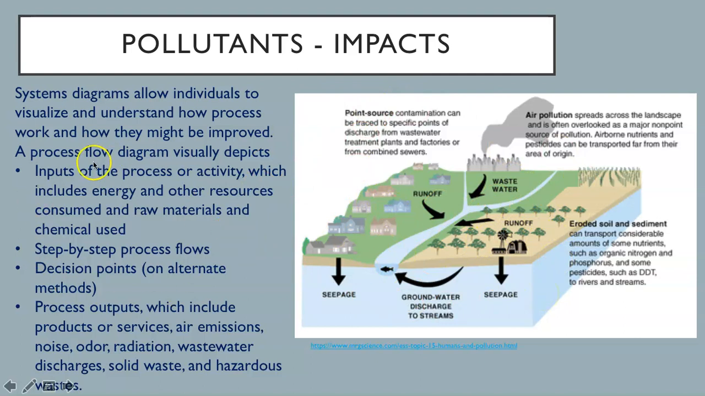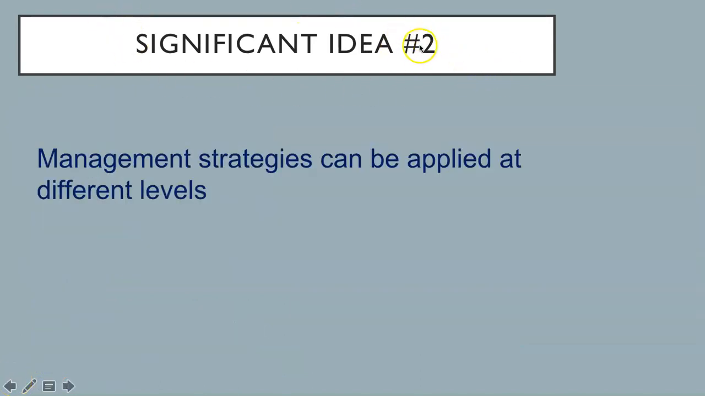And just recall that the diagram usually depicts the inputs of the process or activity, which includes energy and other resources consumed and raw materials and chemicals used. Usually there's a step-by-step process in flows, decision points on alternate methods, and process outputs, which include products or services, air emissions, noise, odor, radiation, wastewater discharges, solid waste, and hazardous waste, are included in such a diagram.